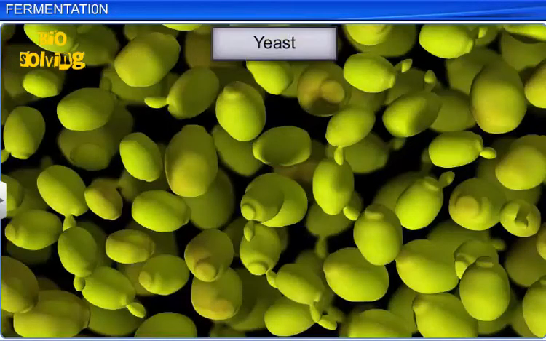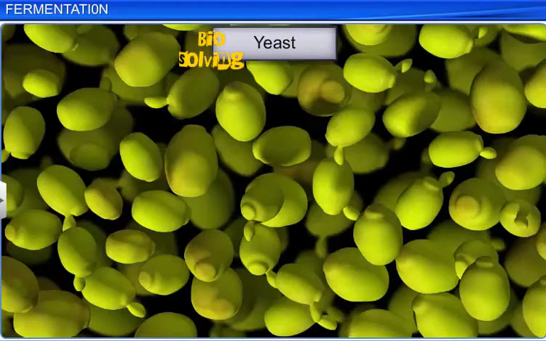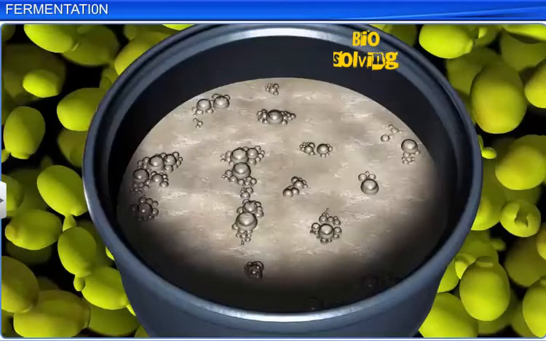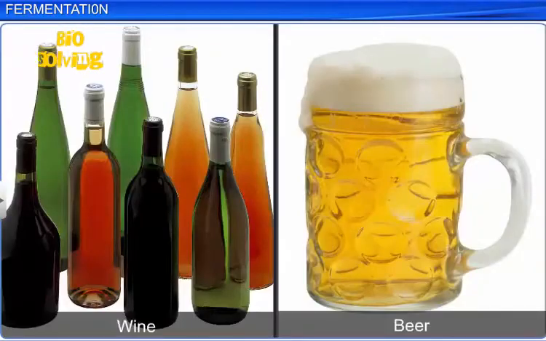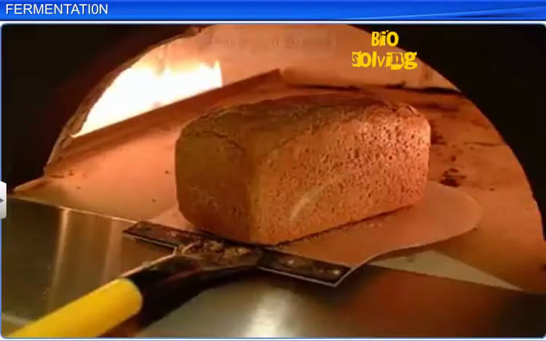Yeast is widely used in the production of alcohol beverages like wine and beer, and to bake bread.